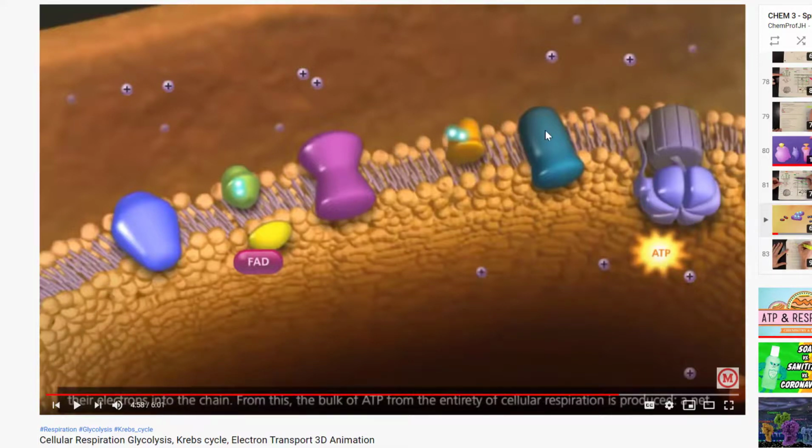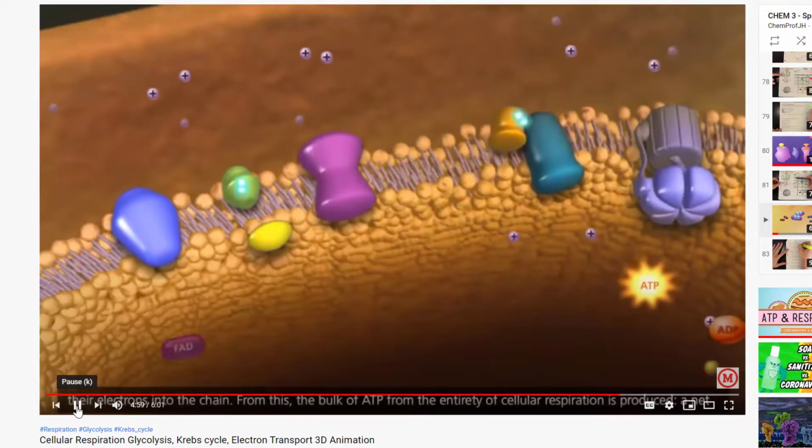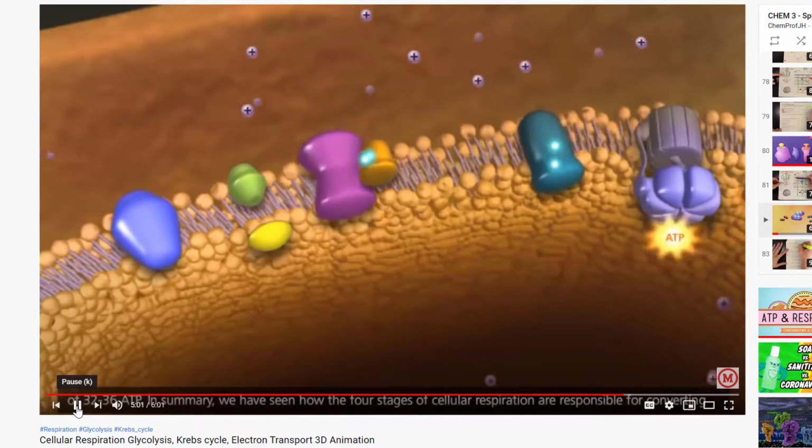So if anything goes wrong with one of these, like cyanide, for example, binds to, I believe it's complex 4 here, that gets you all the way through the pathway. If this is broken because cyanide is there, you can't produce ATP and your cells will quickly die. Net of 32 to 36 ATP.